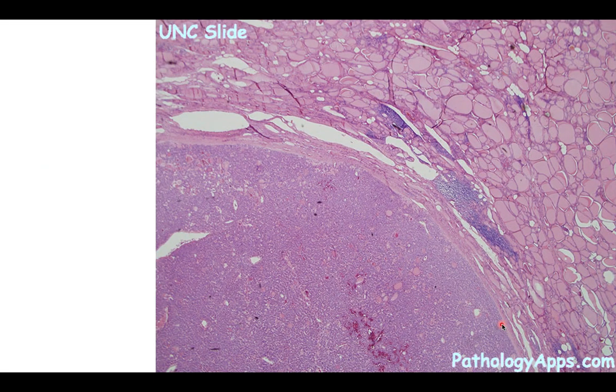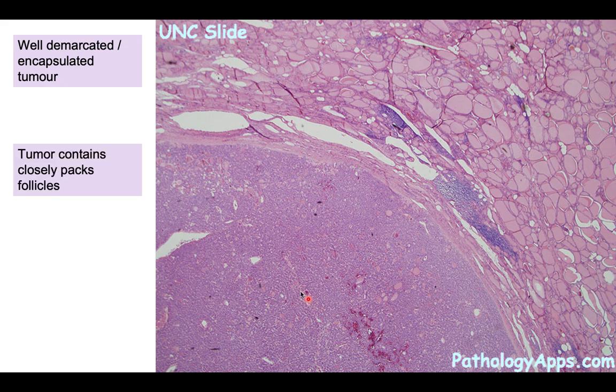The section from the thyroid solitary nodule shows a well-demarcated or well-encapsulated tumor, and this tumor contains closely packed follicles, and the thyroid follicles surrounding the nodule, you can see here, are being compressed by the nodule.